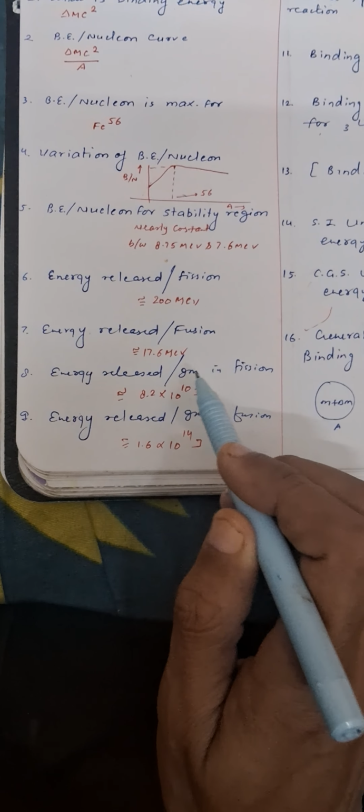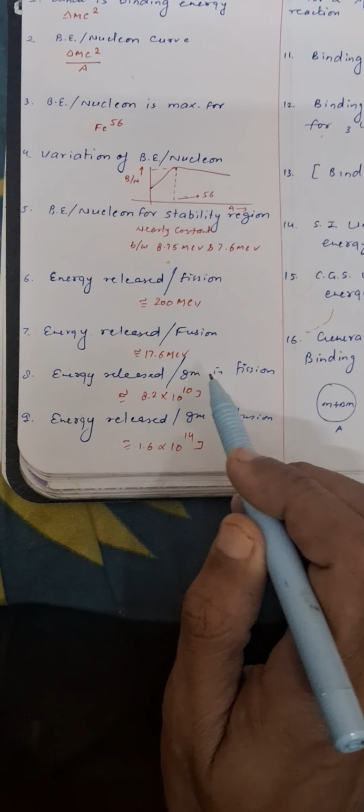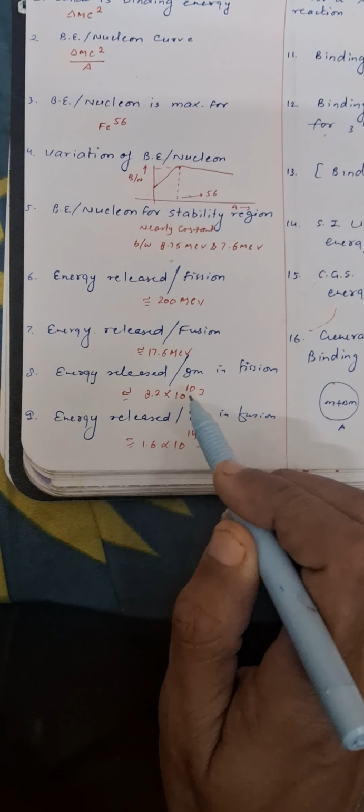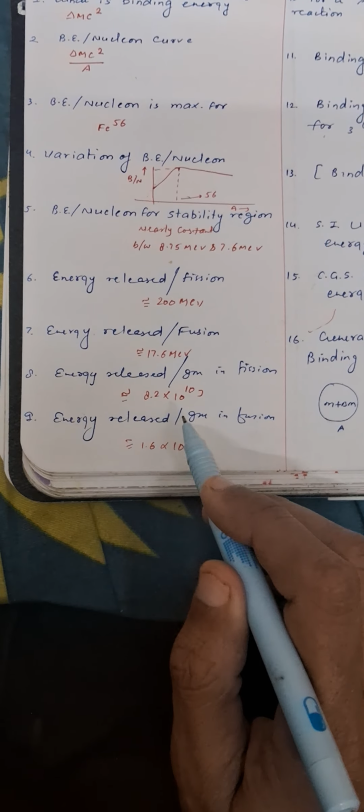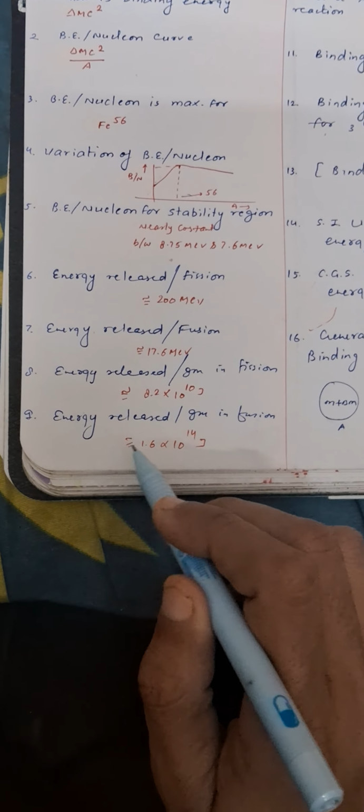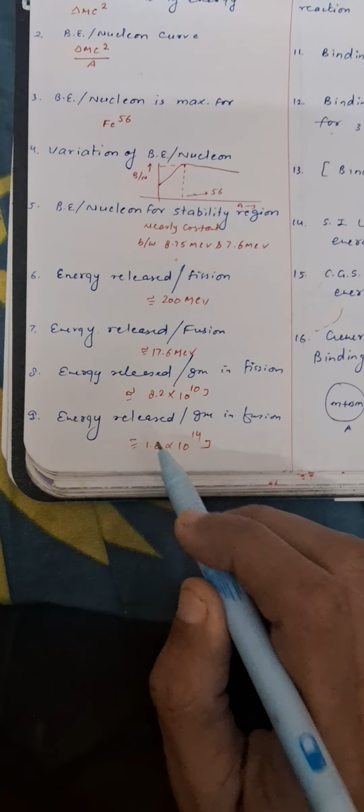Next is energy released per gram in fission. Per gram in fission, the energy is 8.2 × 10^10 joule. Next is energy released per gram in fusion. That is about 1.6 × 10^14 joule.